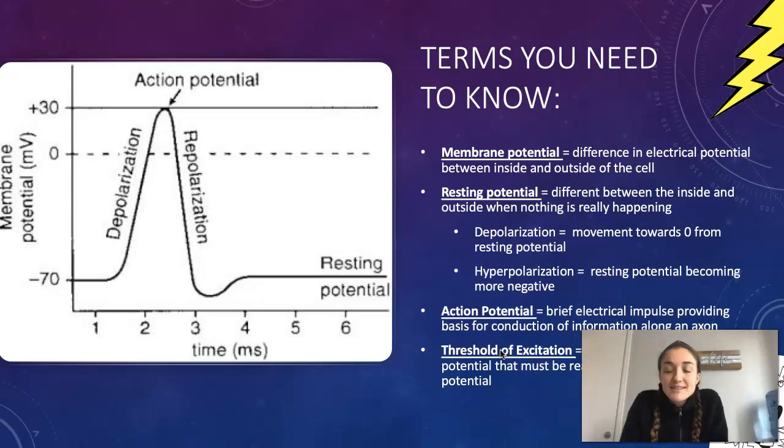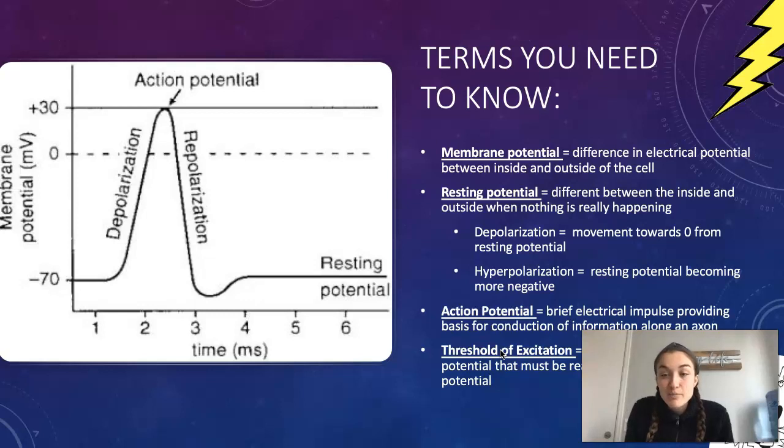Membrane potential is the difference in electrical potential between the inside and outside of the cell. And then we have the resting potential. This is the difference between the inside and outside when nothing is really going on. Depolarization is when we get that movement of ions towards zero from the resting potential, and hyperpolarization is when the resting potential becomes more negative, so you're getting away from zero. So depolarization is going towards zero, hyperpolarization is going more negative, away from zero.